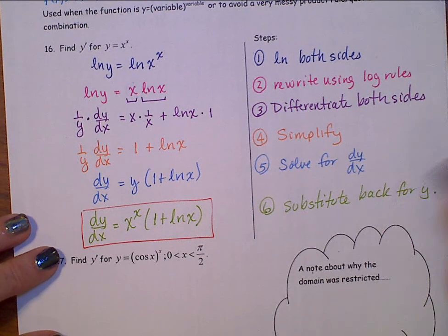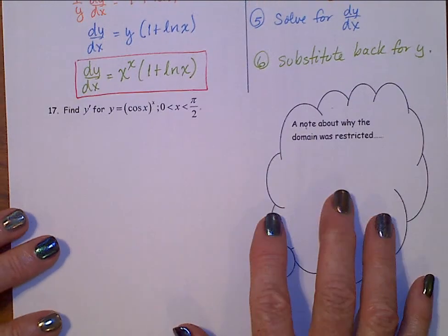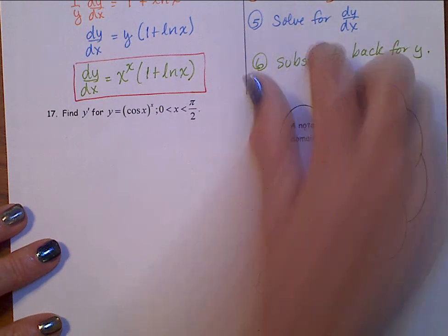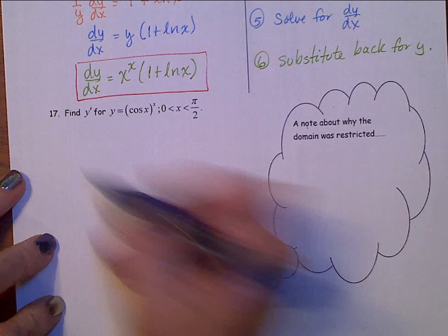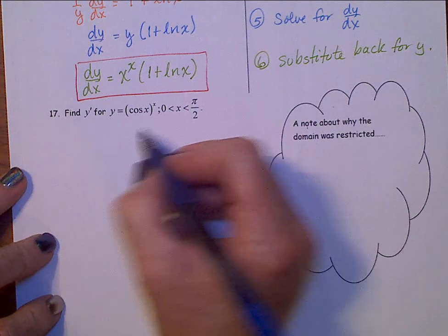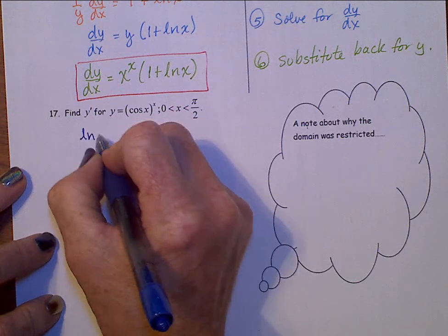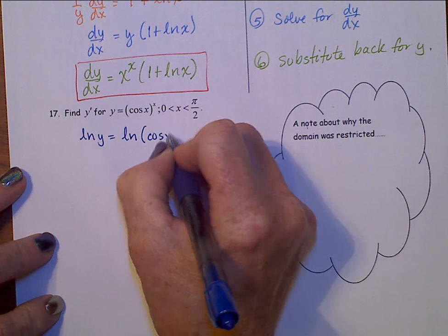All right, let's go down here and take a look at this one. Now, you won't be able to see my steps at the same time as I'm working through this problem, but you have the steps right up there. You can see as we go through. All right, first step is to take the natural log of both sides. So we'll have ln y equals the natural log of cosine x to the x.